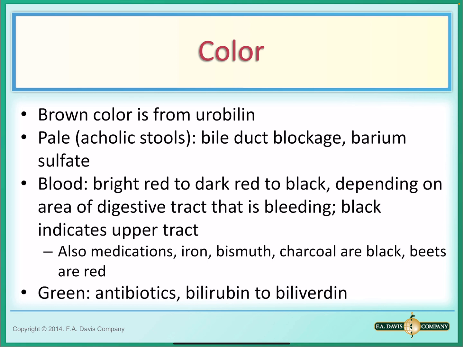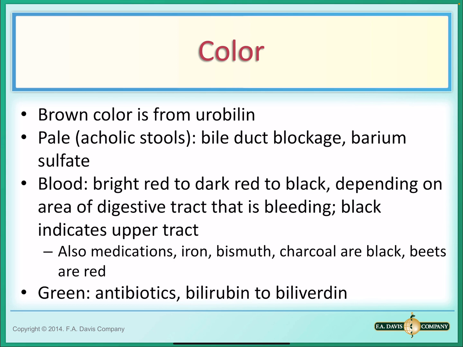Therefore, the stool appears pale in instances where there is a slight blockage of the bile duct. Pale stools are also associated with diagnostic procedures that use barium sulfate. So a primary concern when you're looking at the color of the stool is the presence of blood in the sample. Depending on the area of the intestinal tract from which bleeding occurs, the color of the stool can range from bright red to dark red or black.